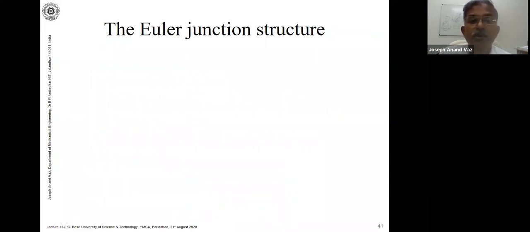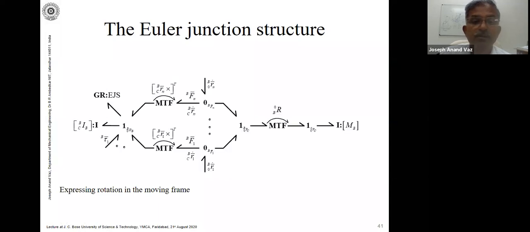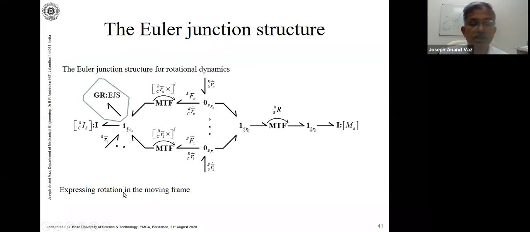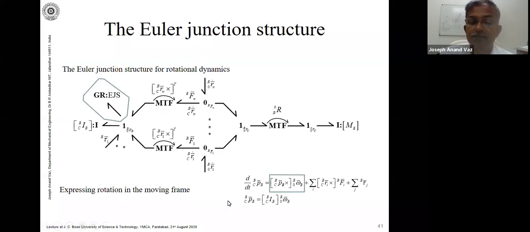Now this gyrostor term is what we call the Euler junction structure. So when you express the dynamics in the moving frame, you have the translational dynamics in the moving frame and the rotational dynamics in the moving frame. Unlike the inertial frame, you have an additional dynamics here, which is the Euler junction structure. And this comes just because you are expressing the rotation in the moving frame. So this is the rotational dynamics formulated in the moving frame.